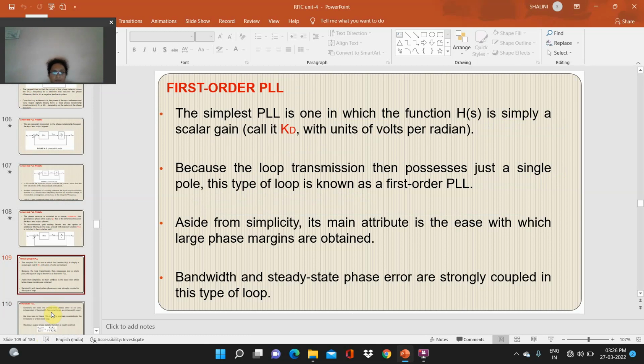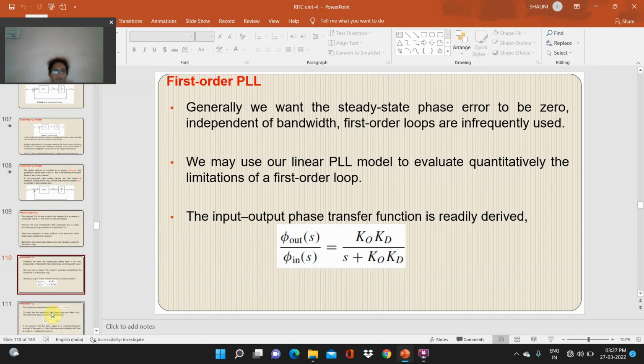First order PLL. The simplest PLL is one in which the function H(s) is simply a scalar gain, because the loop transmission then possesses just a single pole. Thus this type of loop is called a first order loop. Aside from simplicity, its main attribute is the ease with which large phase margins are obtained. Bandwidth and steady state phase errors are strongly coupled in this type of loop. Generally, we want the steady state phase error to be zero, independent of bandwidth. First order loops are infrequently used.